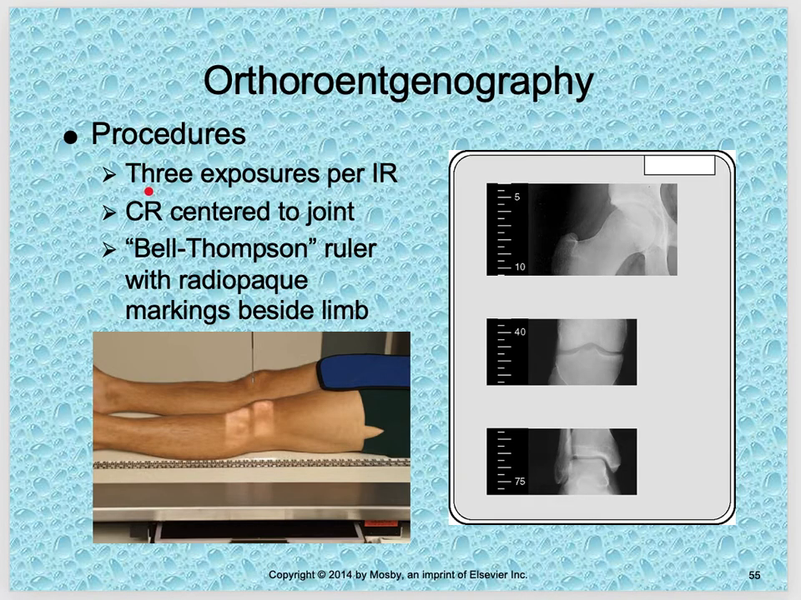So the procedure: 3 exposures per image receptor. Which again is not something that you're going to do, because digital radiography is 1 image per exposure. You can't protect the cassette and then have 3 like what is shown over here. So it's going to be 3 separate images instead of 3 images on 1 film.